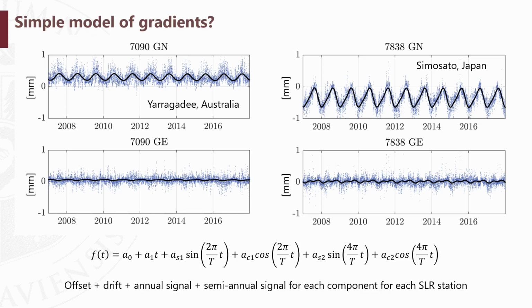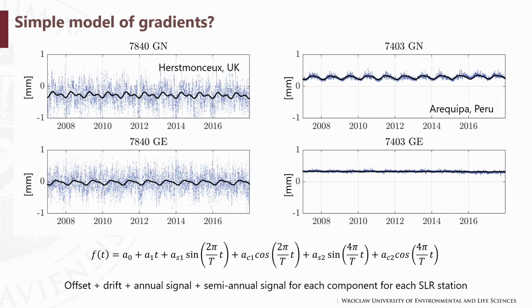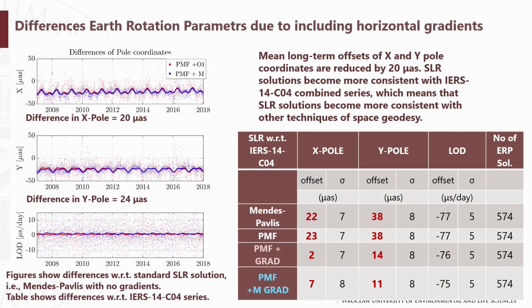gradients, east gradients. Here we have the example of Yarragadee with positive gradients because Yarragadee is in the southern hemisphere, Simosato is in the northern hemisphere, so the mean north gradient is negative in this case. The same for Herstmonceux and Arequipa. So even if we use a simple function, it's better than not accounting for the horizontal gradients in SLR solutions at all. And why are the horizontal gradients important?